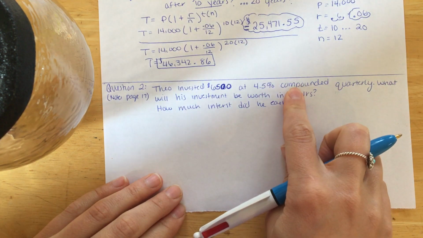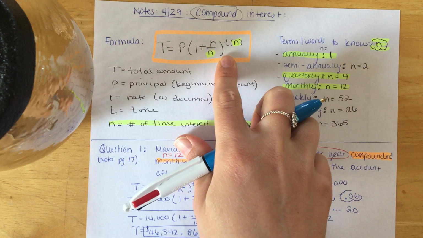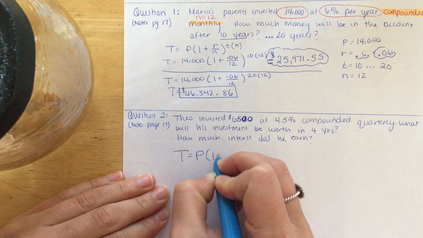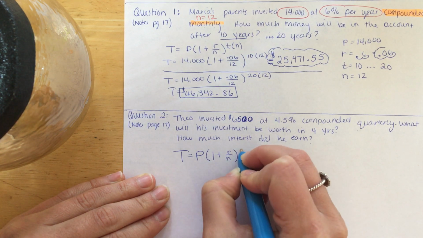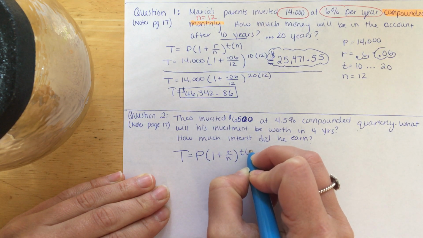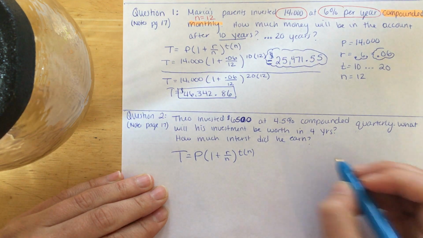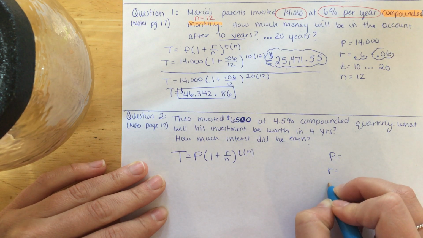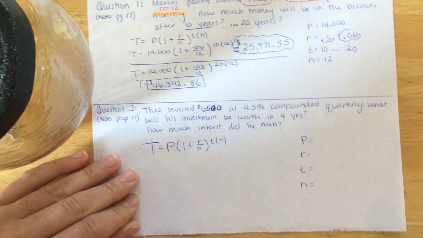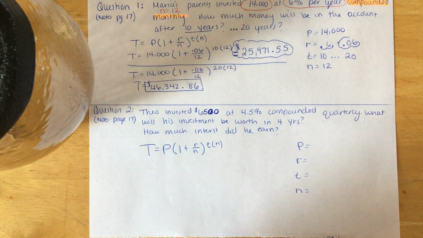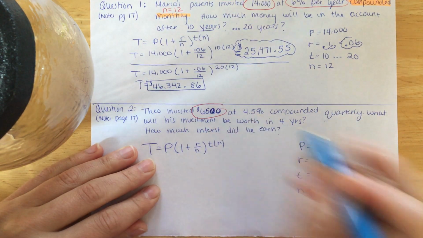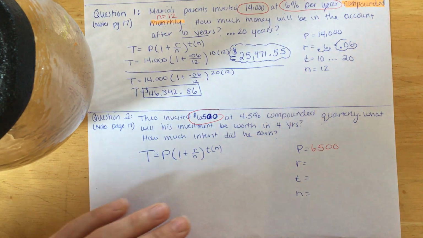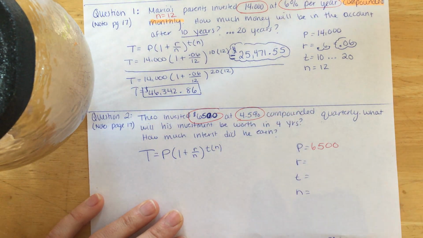All right, so I see the word compounded, which means I'm using this formula. So I'm going to go ahead and write it down. T equals P parentheses 1 plus your R over N, raised to the T times N. Okay, and we want to know what our P is, our R, our T, and our N. So if he invested $6,500, that's going to be our P. At 4.5%, that's going to be our rate.